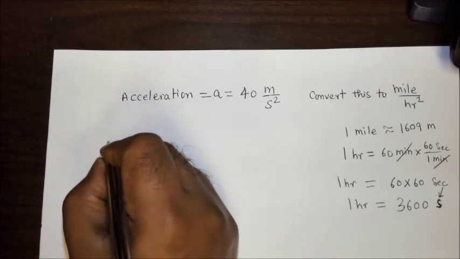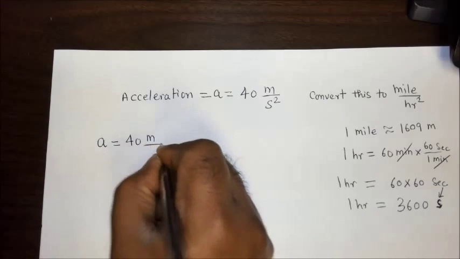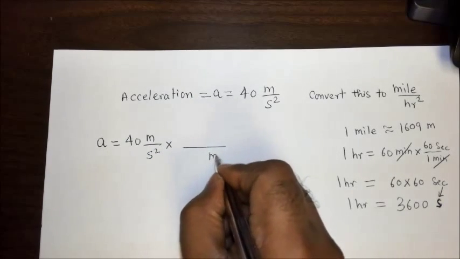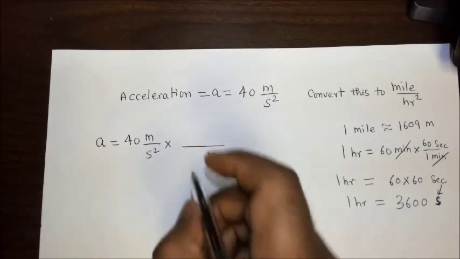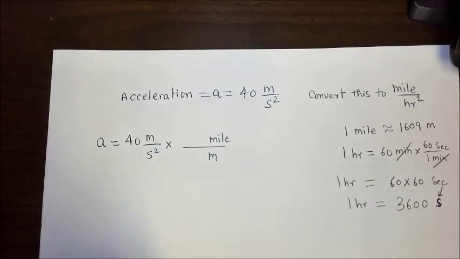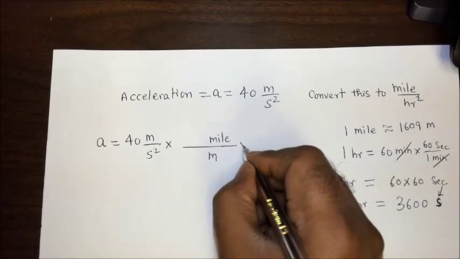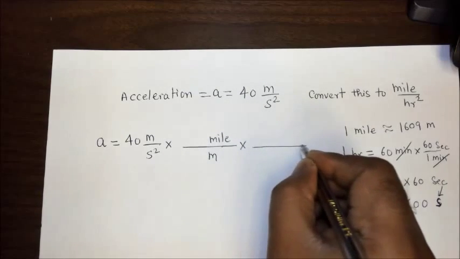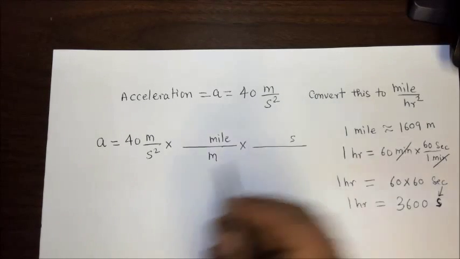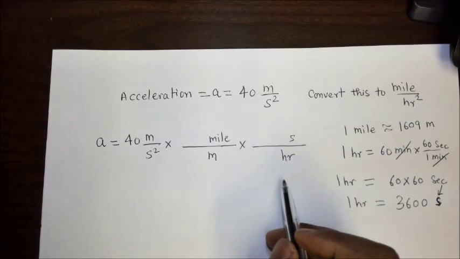So let's write our numbers. A is equal to 40 meter per second square. I want to get rid of meters, so I will put meter in the denominator so that this can cancel out. I want to bring in mile on the top, so mile is here. Now I want to cancel second since it is in the denominator here, so I will put second on the top. And I want to bring in hour, so I will put hour over here.